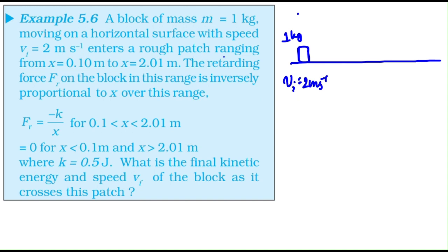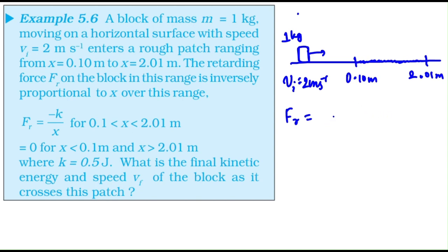It enters a rough patch ranging from x equals 0.10 meter to x equals 2.01 meter. Let's say this rough patch starts here at 0.10 meter and it ends here at 2.01 meter. This is the rough patch. So what will happen is, when this block comes here, from here it will start experiencing a retarding force, and we know that is friction. So this friction will be acting on this block from here to here, in this range.